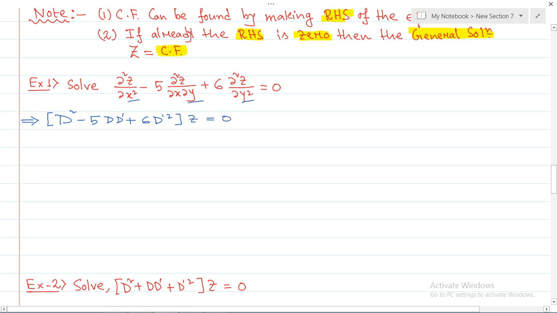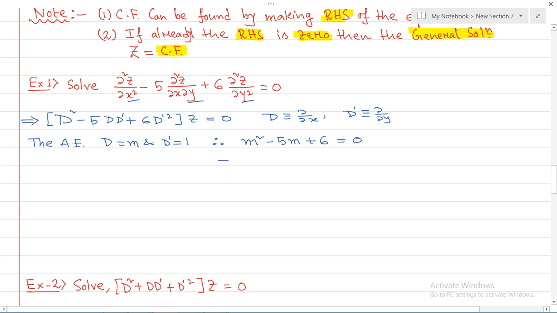How can I write this down? Because I know that D stands for ∂/∂x and D' stands for the partial derivative ∂/∂y, and so on, which I have already declared. So we can write this down. Now, how to get the auxiliary equation? We obtain the auxiliary equation by replacing D by small m and D' by 1. Therefore the auxiliary equation becomes m² minus 5m plus 6 equals 0.